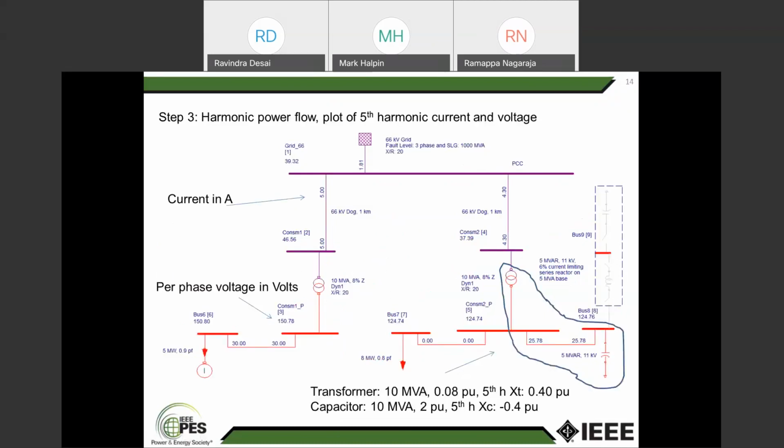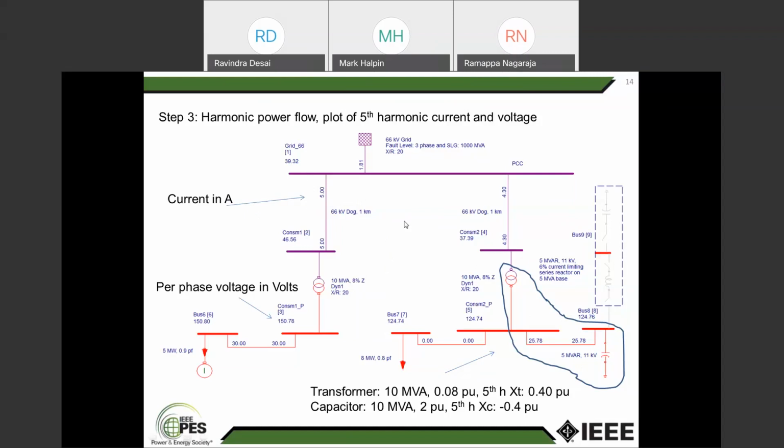Now you may ask the question: I don't know what will happen. Today I have already designed my system, but tomorrow it may so happen that some consumer will come, so how do I safeguard my system? We'll try to look into that later. Therefore, when you do the harmonic power flow, you'll be able to find out the magnitude of the current and how the current is getting distributed.